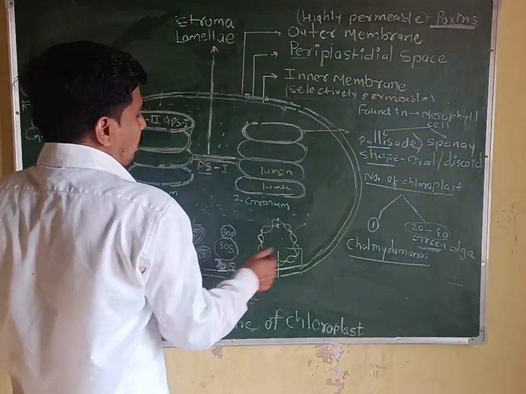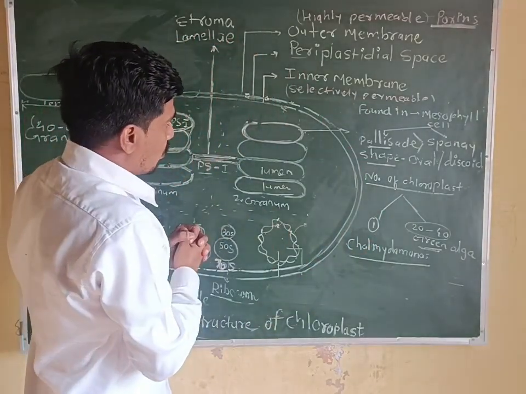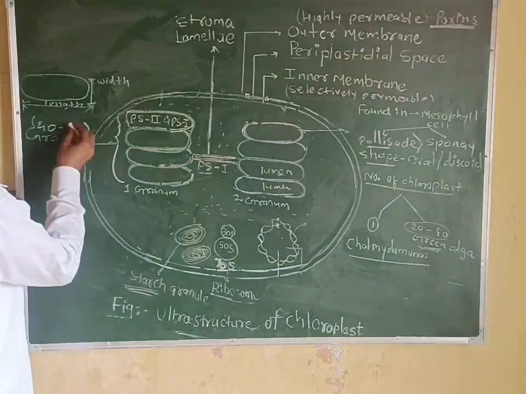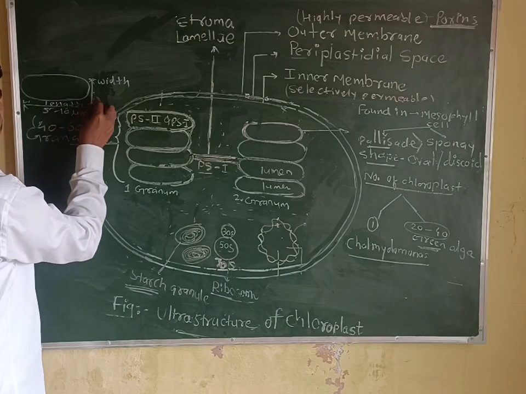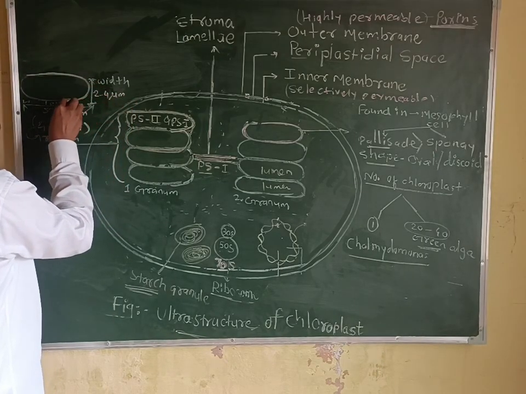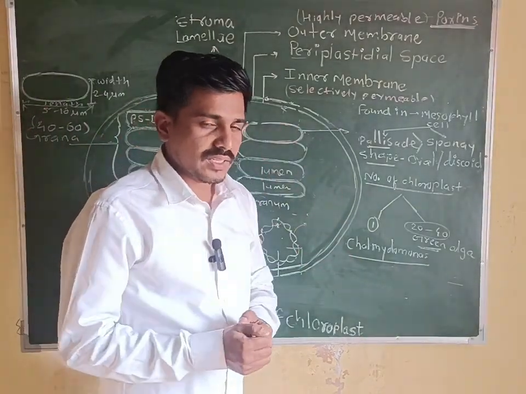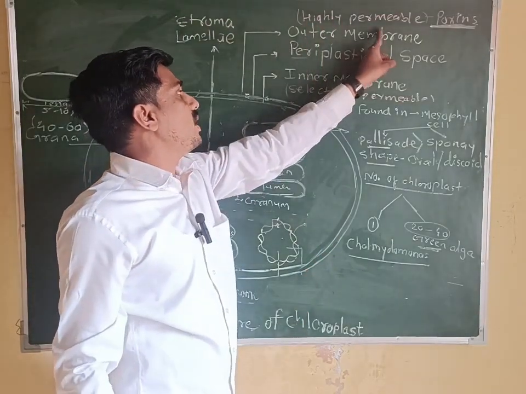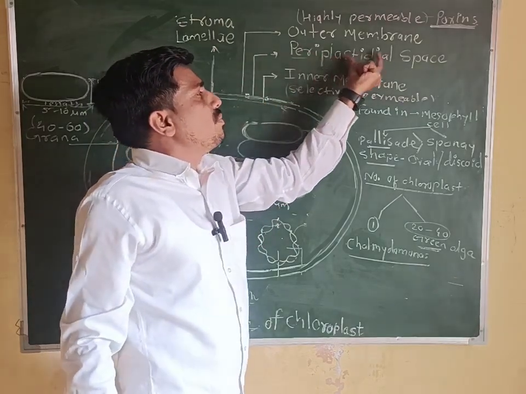After that we will discuss the ultrastructure of chloroplast. The dimension of the chloroplast is 5 to 10 micrometer in length and 2 to 4 micrometer in width, and this covering is made up of two layers. That's why chloroplast is known as a double membrane bound cell organelle, because it has an outer membrane and an inner membrane, and in between there is a space, known as the periplastidal space.